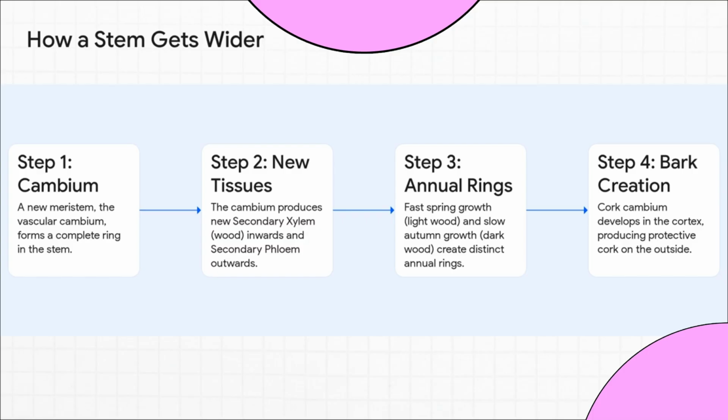In the spring, when there's lots of water, it grows fast and creates wide, light-colored wood. But in the autumn, things slow down, and it creates these dark, dense bands. And that cycle is what gives us the annual rings that tell us how old a tree is. And at the same time, another cambium forms near the surface to produce the tree's protective outer bark.